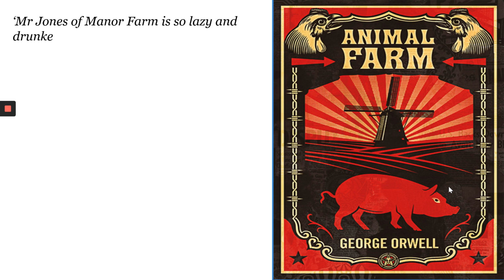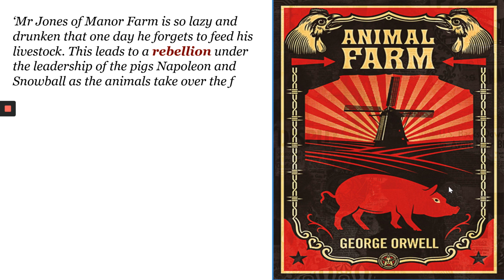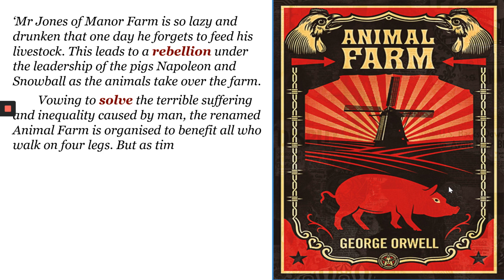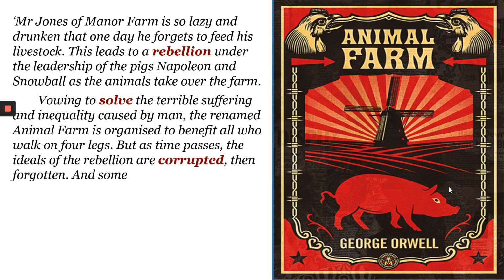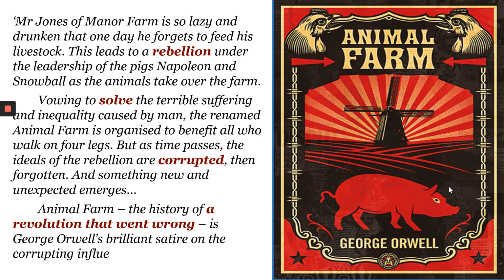Mr. Jones of Manor Farm is so lazy and drunken that one day he forgets to feed his livestock. This leads to a rebellion under the leadership of the pigs, Napoleon and Snowball, as the animals take over the farm. Vowing to solve the terrible suffering and inequality caused by man, the renamed Animal Farm is organized to benefit all who walk on four legs. But as time passes, the ideals of the rebellion are corrupted, then forgotten, and something new and unexpected emerges. Animal Farm, the history of a revolution that went wrong, is George Orwell's brilliant satire on the corrupting influence of power.